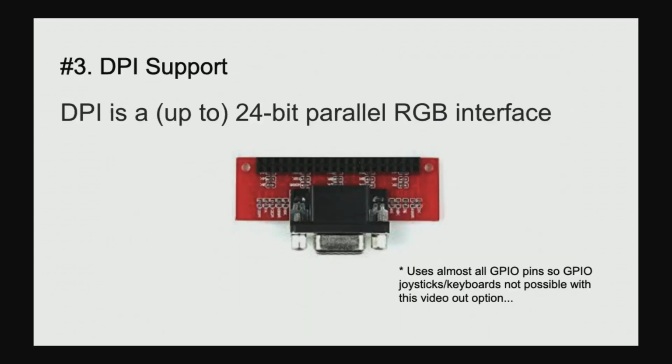Another major change was the addition of DPI support. DPI is an up to 24-bit parallel RGB interface, and this is an example of an adapter that will convert DPI signals to RGB using 3 resistor ladders. DPI devices are all different, so you don't get any of the DPI video modes unless you add them to machines.txt.